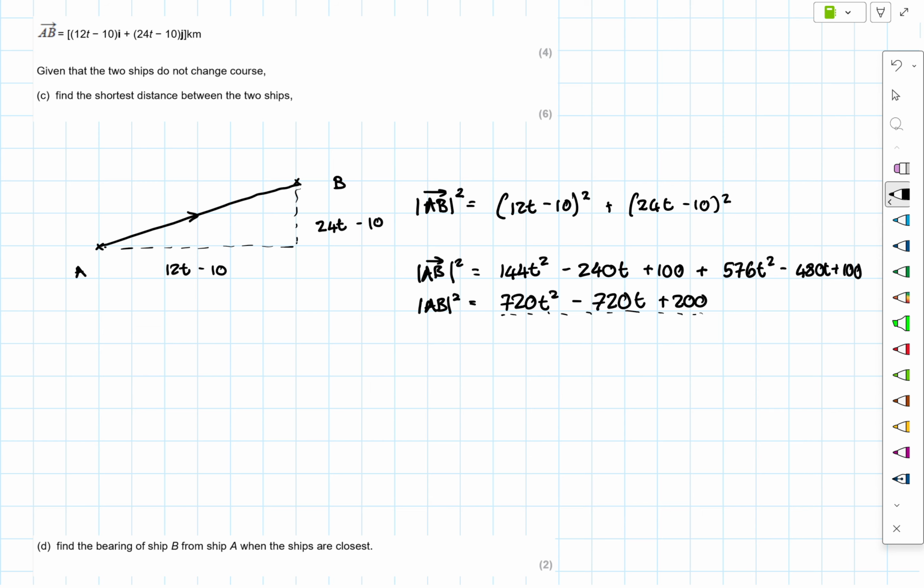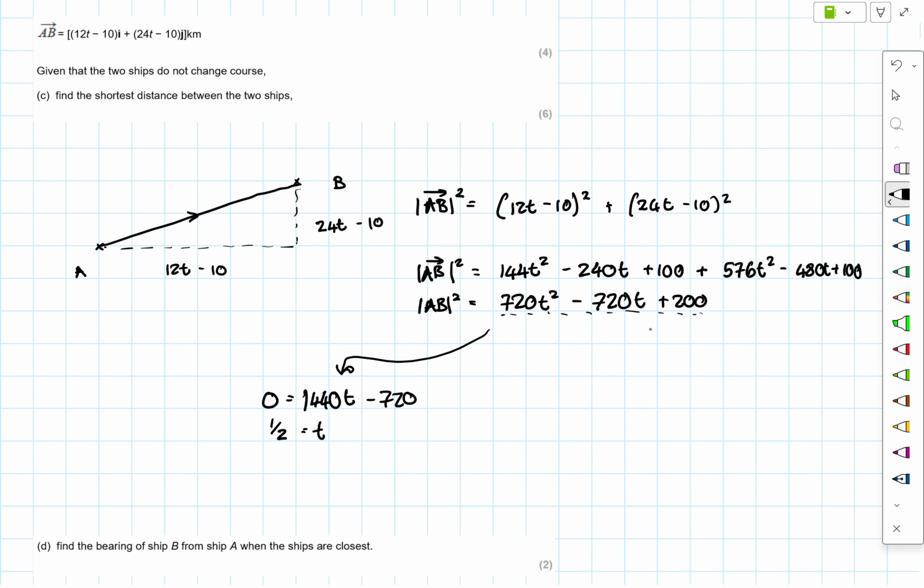The easiest way, to be honest, is differentiation. I don't know if you'll have all done differentiation at this point, but if you do know how to differentiate, then that's probably the best way of doing it. So if I differentiate with respect to t, I'll get 1440t minus 720. I want to set this equal to 0 to find my minimum, my turning point. And this gives me t equals 1/2. That's one way of doing it.